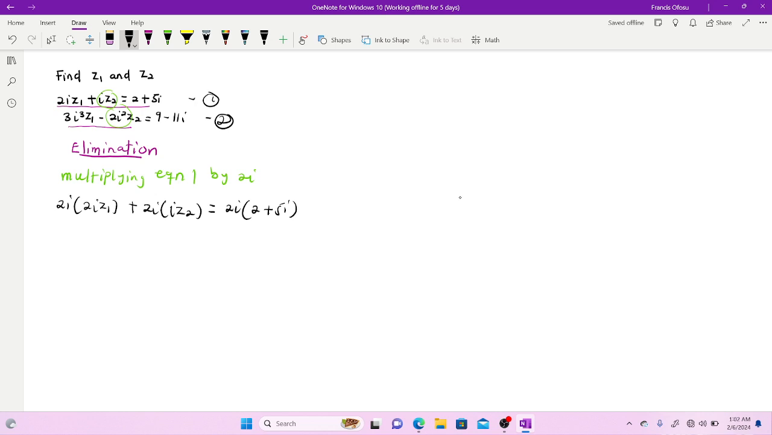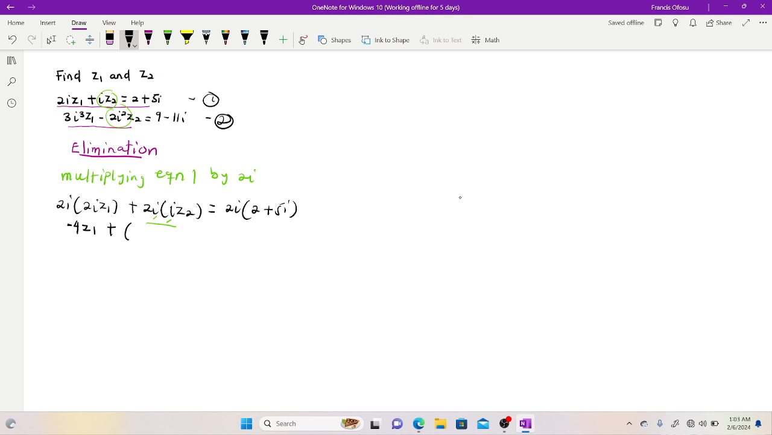So what do I get? 2i times this. Remember, 2 times 2 is 4. i times i is negative 1. So I'll introduce my negative sign here. Then z1 follows. Plus 2 times this i, I'm going to get, so for this side, I have this. My i and i will give me negative 1. Then the 2 will come. So I'm going to get negative 2.